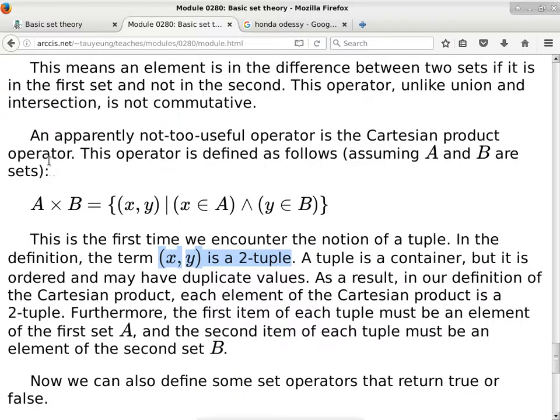So then we can take a look at this operator and ask, what exactly is in A Cartesian product with B? What is the Cartesian product of A and B? Each element of this operation is a two-tuple. It consists of two items inside the parentheses where ordering is important. The first item, which is x, has to be something that is found in A. The second item, which is y, has to be found in B. Then the two-tuple (x, y) is an element of the Cartesian product of A and B. It's a cross product, basically.